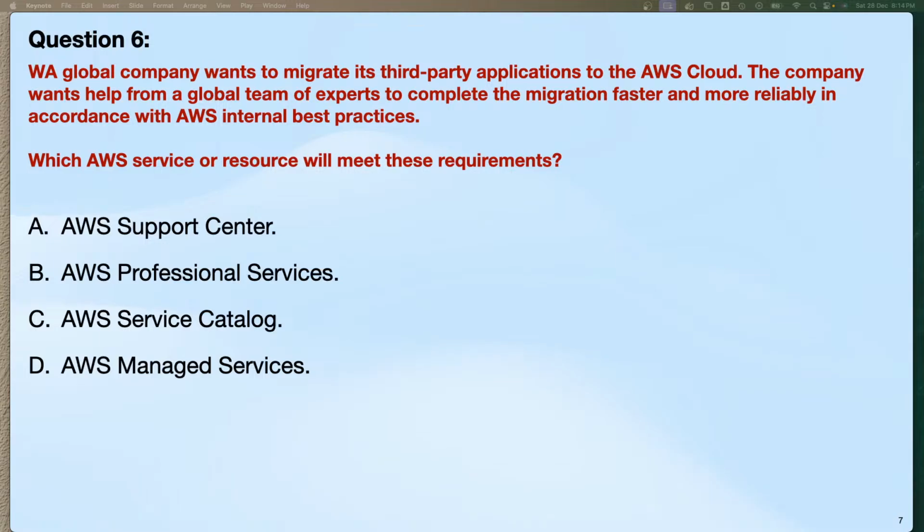So AWS Support Center is there for you to open any tickets related to AWS. So that's not the answer. And AWS Professional Services, actually this is the answer, Professional Services. So just remember, this will come in the exams. AWS has Professional Services. If companies cannot do cloud migration themselves, they can use AWS Professional Services. AWS Service Catalog, as I was mentioning again, is meant to manage the infrastructure as code, okay? And AWS Managed Services is just a term. There is no specific service or resource. So for question number 6, the answer is B.